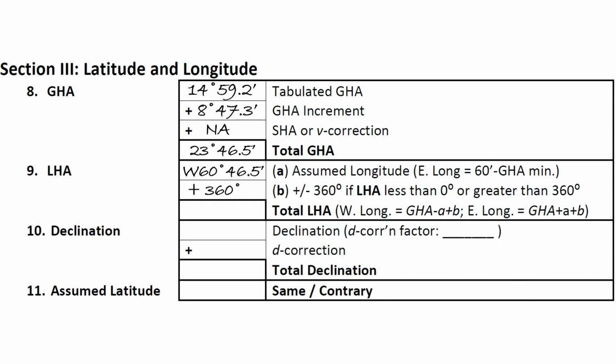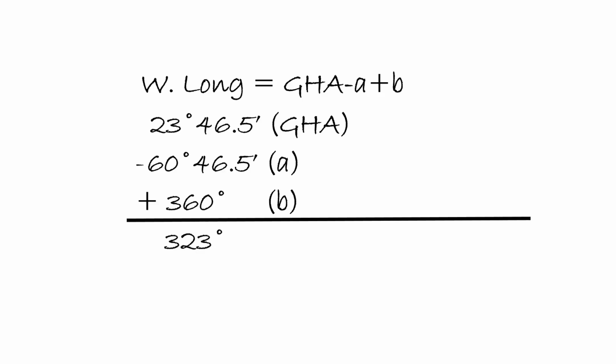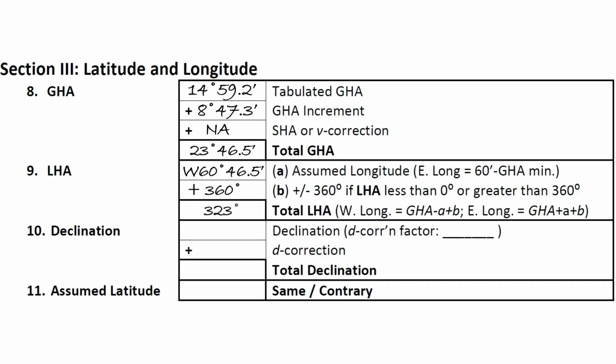Now, we do the math to get our total LHA. In our example, we need to subtract part A from the total GHA, then add 360 degrees, which gives us a total LHA of 323 degrees. Remember, we want an LHA in whole degrees, which is what we got. We note our total LHA on the sight reduction form.